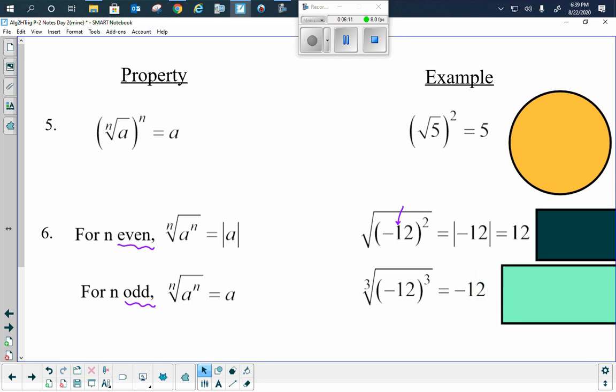Okay. And then again, that has to do with the even and odd of the powers and whether it ends up with a positive or a negative that we did before on the previous notes.